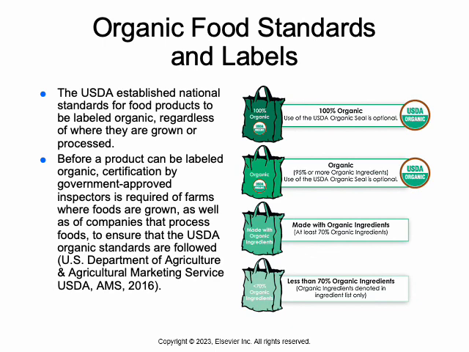Produce that is grown without the use of conventional pesticides, synthetic fertilizers, bioengineering, or radiation can also be labeled organic. But before a product can have this label, it needs to be certified by a government approved inspector, and it will require them to go out to these farms where foods are grown and to the companies in which they're processed.